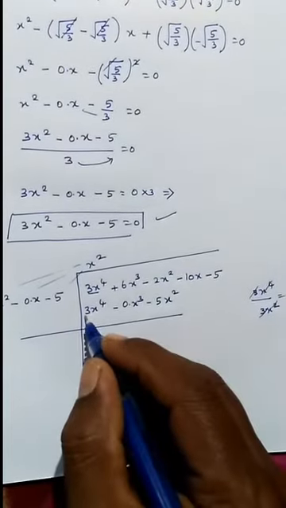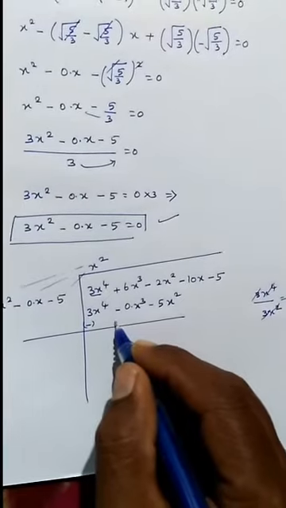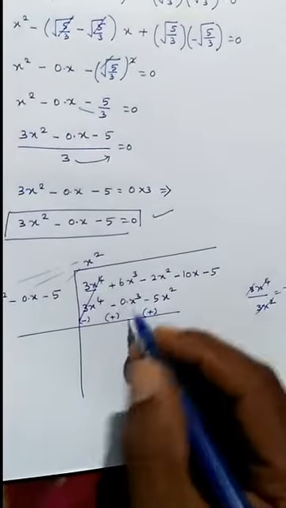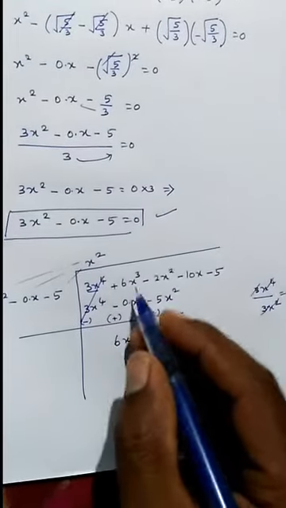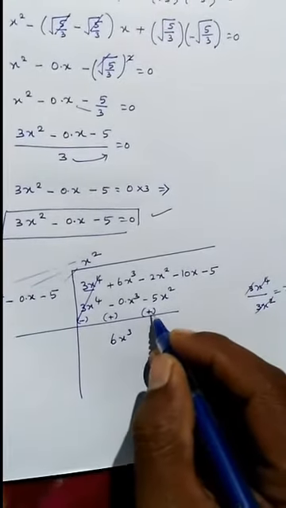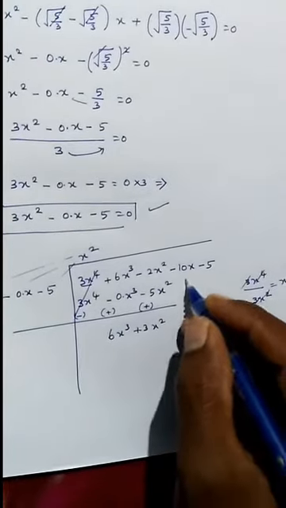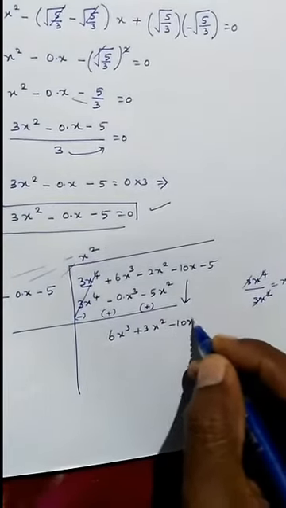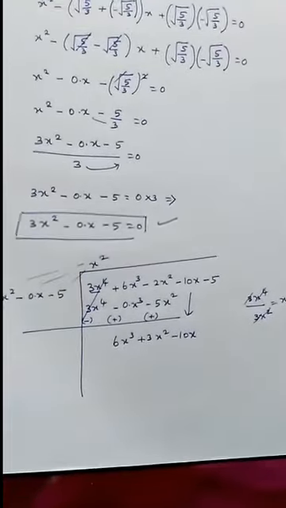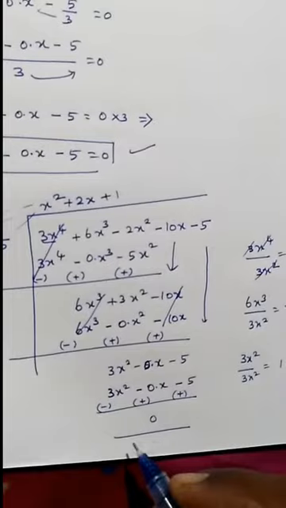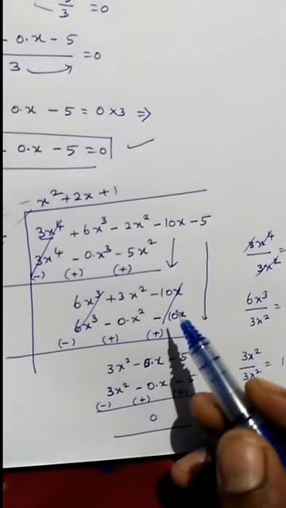Now let's take the opposite symbol for the terms. This cancels, and 6x³, because 6 plus 0 will get 6 only, and plus 5 minus 2 will get plus 3x². Let's take the −10x down. So if we continue the division, finally we'll get the remainder 0. Your two terms get cancelled.